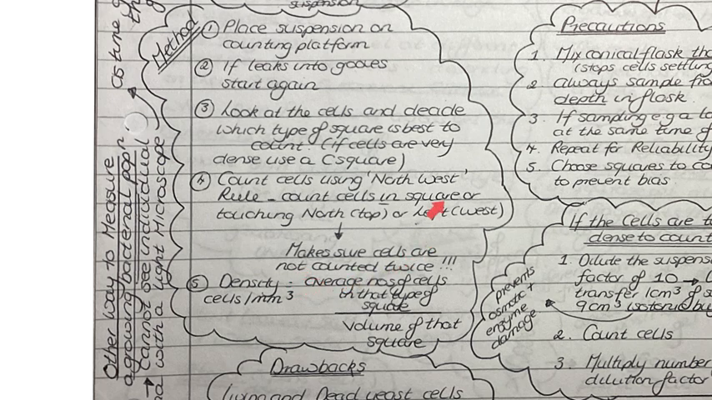So you'd count a lot of maybe type C squares, and then to work out the density, that is the number of cells per cubic millimetre, it's really easy. It's the average number of cells in that type of square. So that might be the average number of cells in a C-type square. You've counted 20 C-type squares and then you find the average and you divide that by the volume of that square.